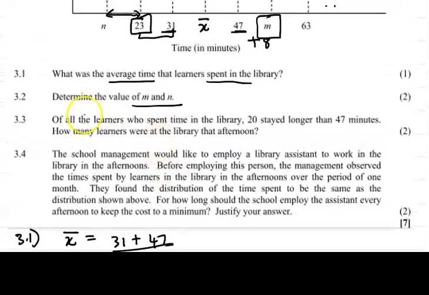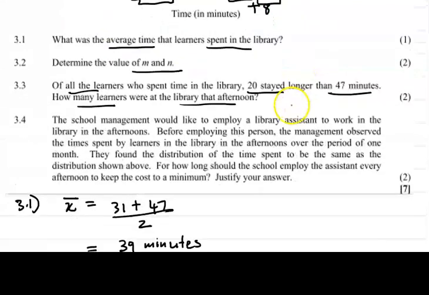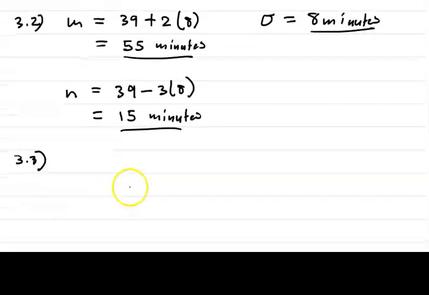Let's look at the next question. Of all the learners who spent time in the library, 20 stayed longer than 47 minutes. How many learners were at the library that afternoon? So 20 stayed longer than 47 minutes. It means that 14 plus 2, which is 16% of the learners, stayed longer than 47 minutes. So 16%. We can work it out as follows.